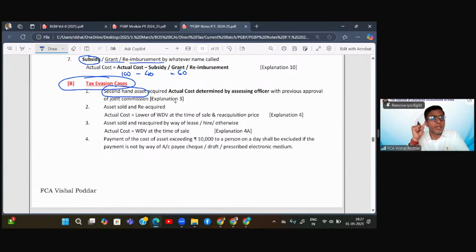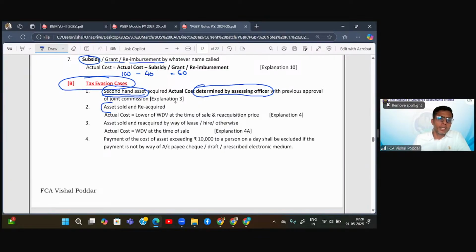But who will determine whether 10 is correct or whether 18 is correct? So for this purpose, whenever you are buying a second-hand asset, whatever cost you are claiming as the cost at which you purchased the asset will be determined by the officer. Your income tax assessing officer has the right to cross-check and verify whether your cost shown is correct.